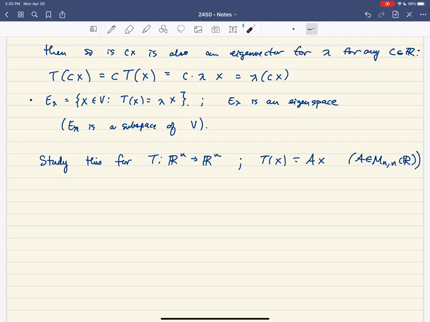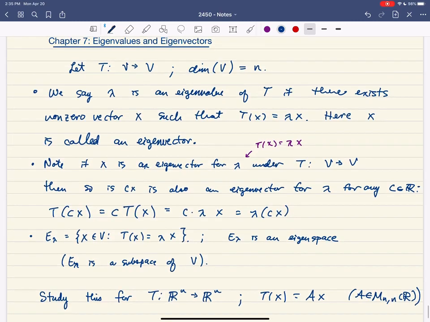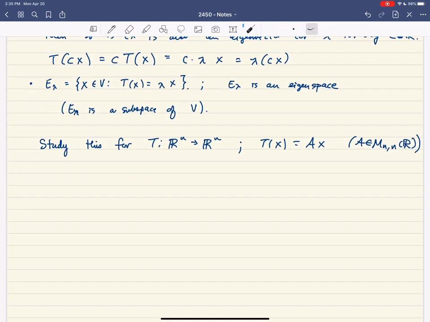Anyways, what we're going to do is study eigenvalues and eigenvectors for these linear transformations. I want to describe this process, how we're going to go through it and how we're going to find them, and then we'll do some examples.